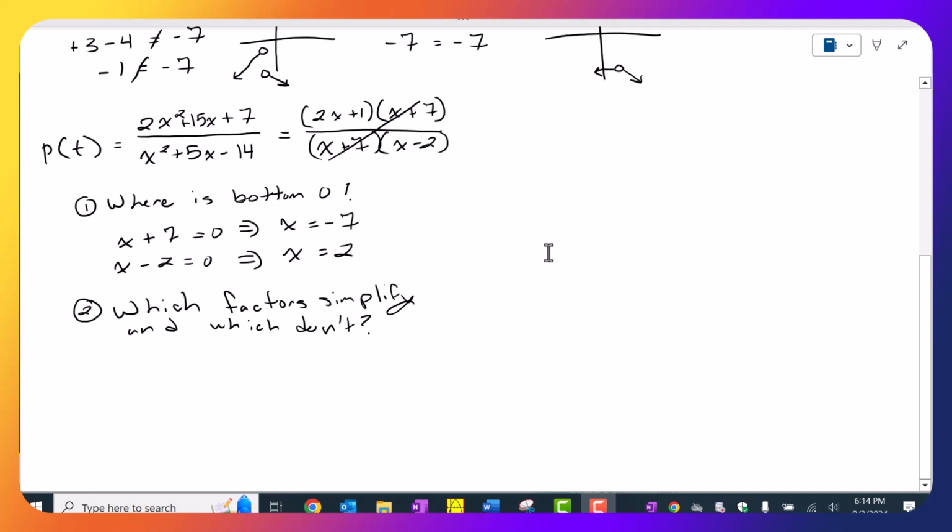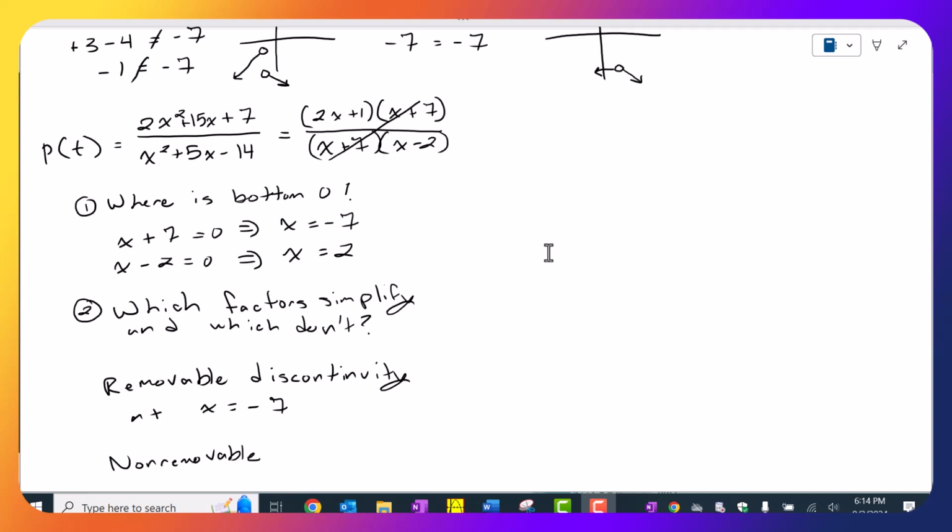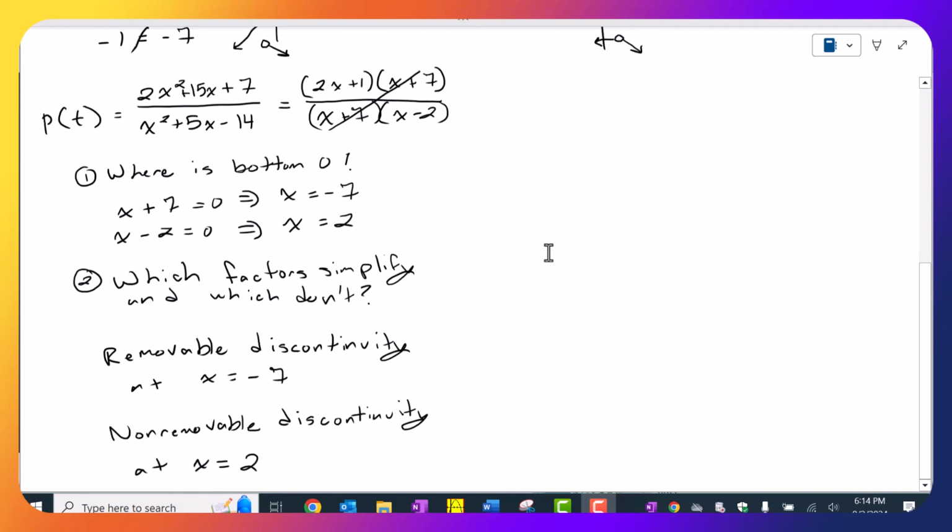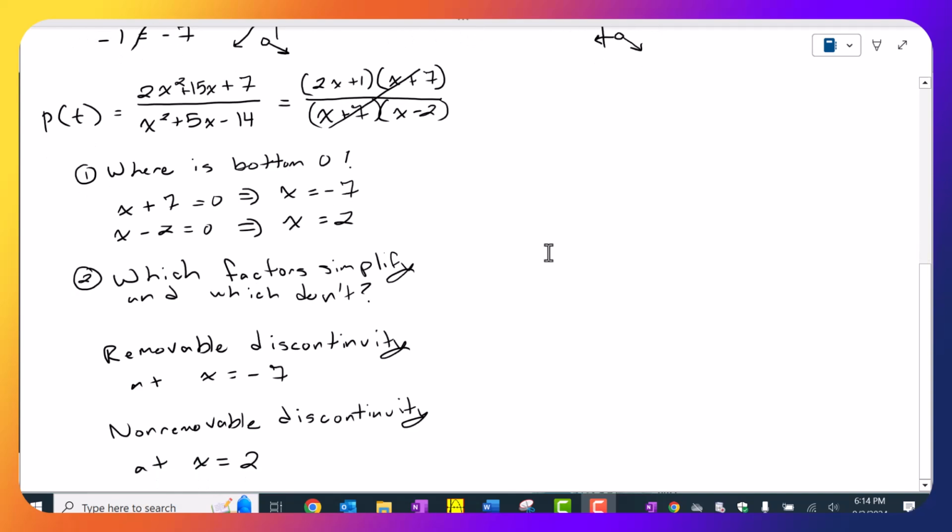So x plus 7, we removed it because it simplified, so we have a removable discontinuity at x equals negative 7, and a non-removable discontinuity, because we could not simplify it, at x equals 2. I really need to be more consistent with how I write non-removable. Sometimes I do a dash, sometimes I don't. At x equals 2. And that covers everything for discontinuities.